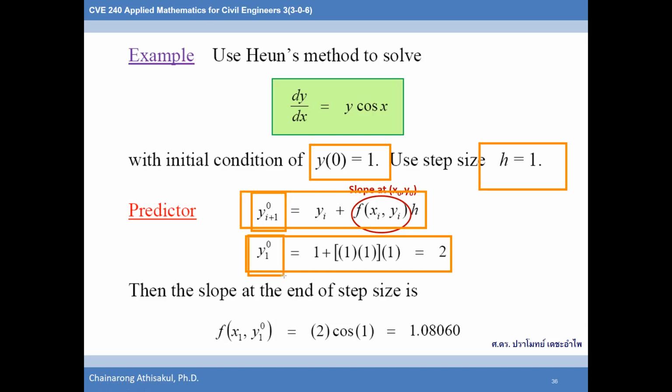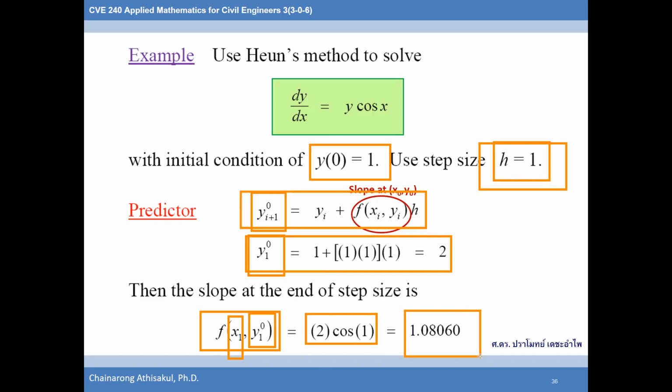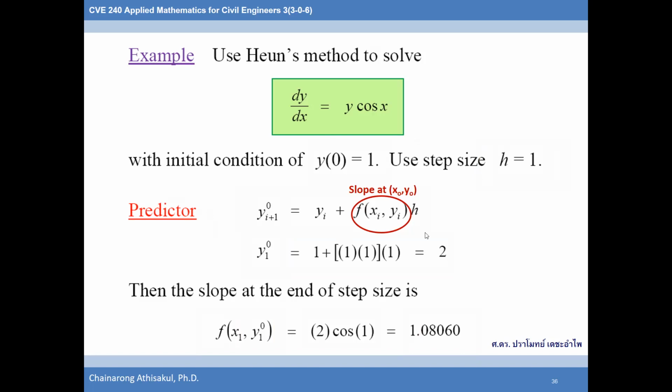We use y1 and x1. y1 now we already determined it is equal to 2. x1 according to the step, that is s equal to 1, and x starts from 0. So then we have the end slope equal to 2 cosine 1. It becomes this value.